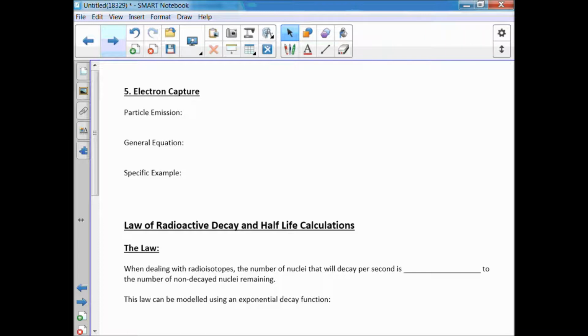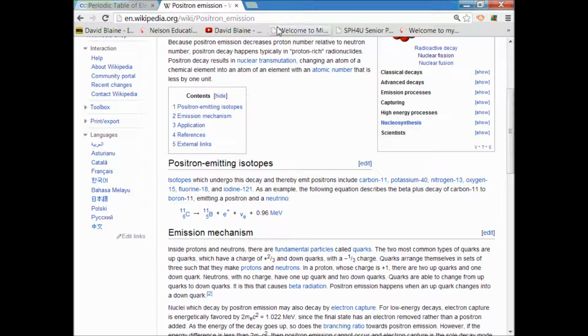And I have to Google an example of this one. Oh, it's just uranium 238.